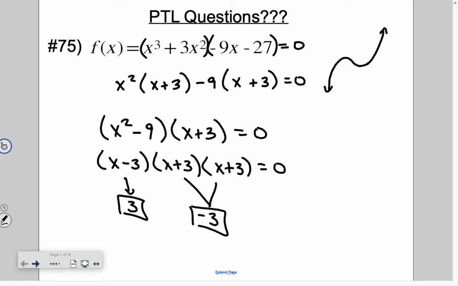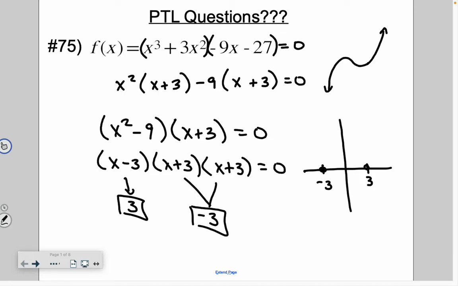So if we put that together, let's just sketch this real quick. There are your zeros, 3 and negative 3, but negative 3 is a double root. So let's say we put negative 3 on here, and let's say we put positive 3 on there. We know it's got that general shape.